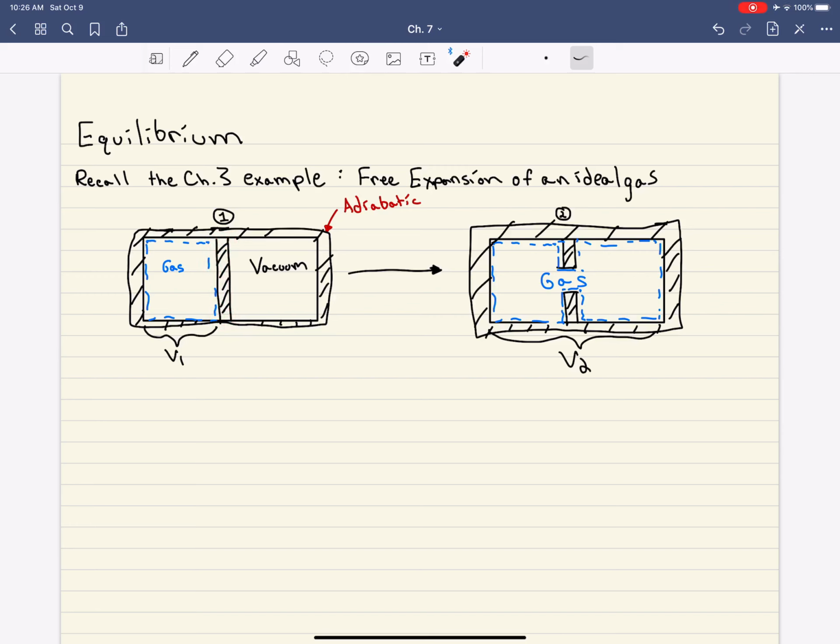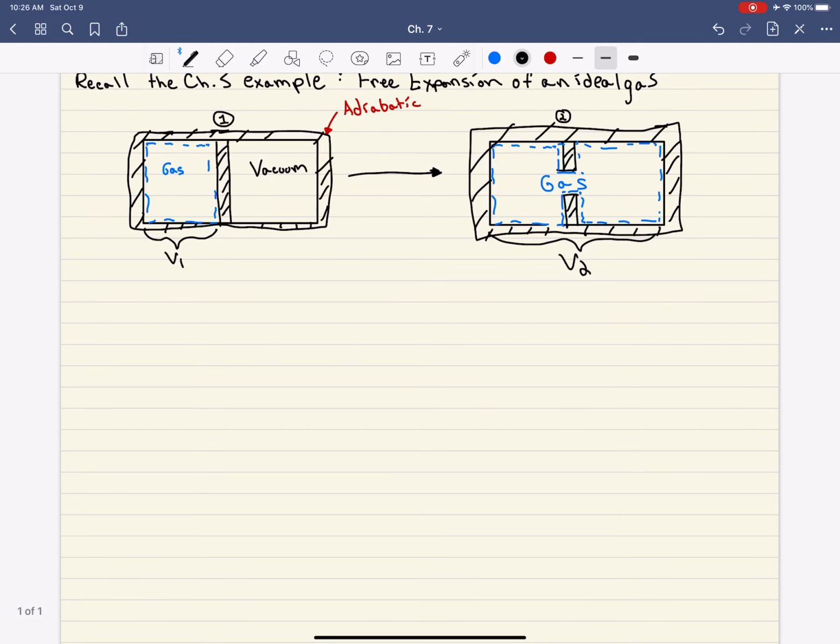Either a hole is poked into it, or the wall is just slid out of the way. In any case, because this wall is moved out of the way, that allows the gas to then expand to fill up the entire vessel. We did an energy balance analysis on this free expansion.